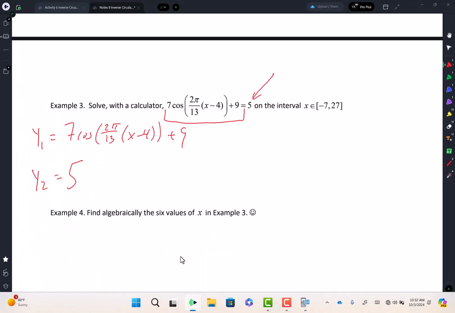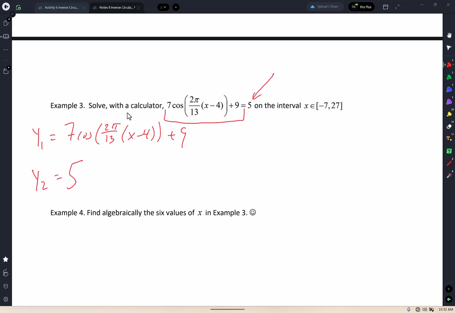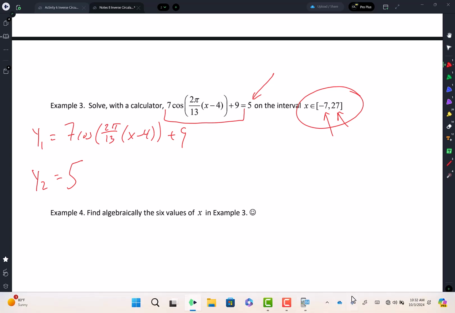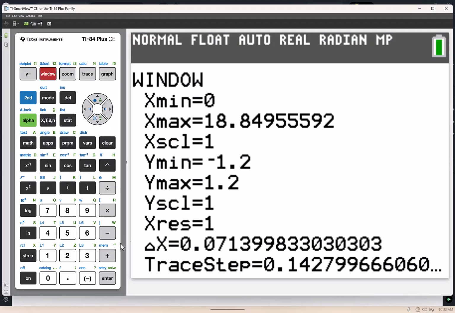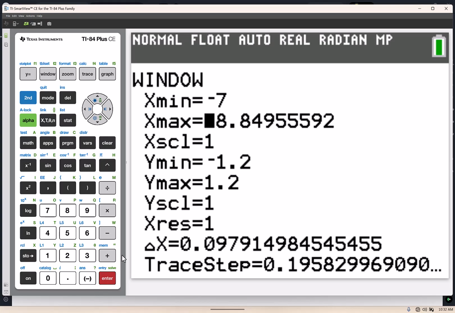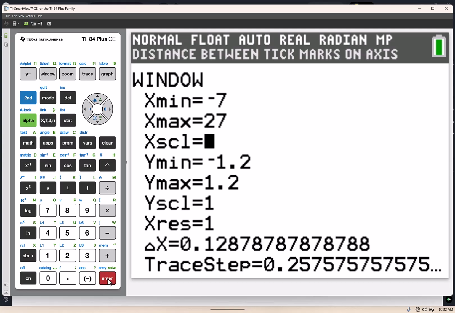Look at where they want the value. Solve with a calculator of this on the interval. Look at the interval that they give you. That just means x is a subset between -7 and 27. So that -7 is your x min. So you take your calculator and you're going to go x min, -7. Enter. X max, what do you think you're going to type? 27. And then x scale by 1, that's fine.